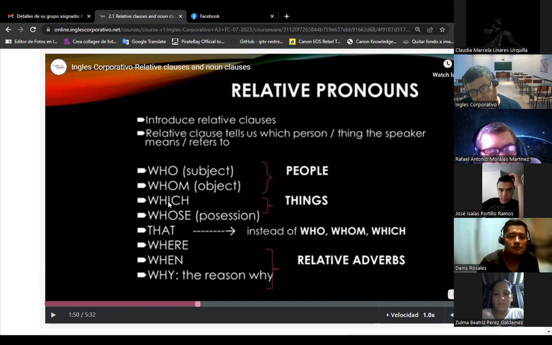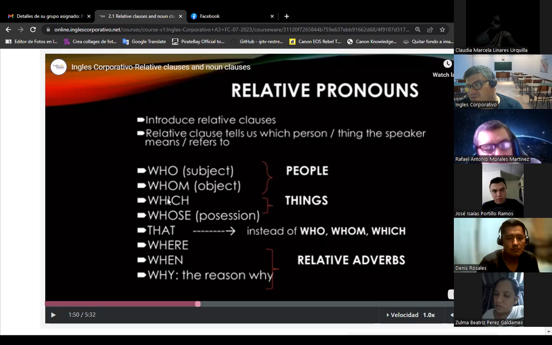Okay. Next we have which. Which is el cual. The girl which I like lives in Estonia. The only difference is that who and which, actually I said it wrong, because who is for people and which is for objects. So actually, the correct way would be the girl who I like is from Estonia. And the car which I drive is automatic.